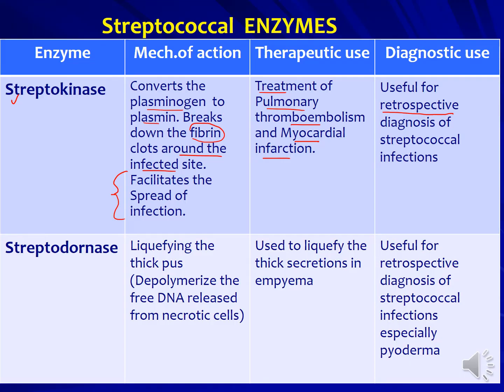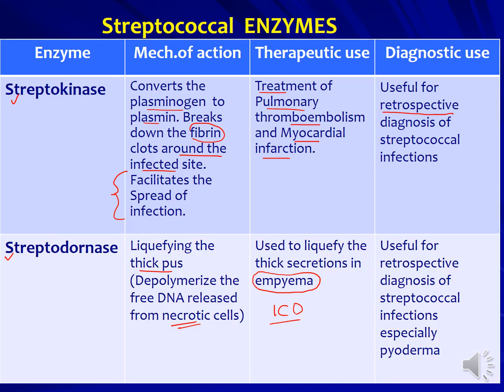Next one is streptodornase. The mechanism of action is it liquefies the thick pus by depolymerization of free DNA released from the pus cells or necrotic cells. So this particular property is used in the treatment of empyema. In the empyema, that is the pus collection in the pleural cavity, if it is thick in nature, it's difficult to drain by intercostal drainage tube.